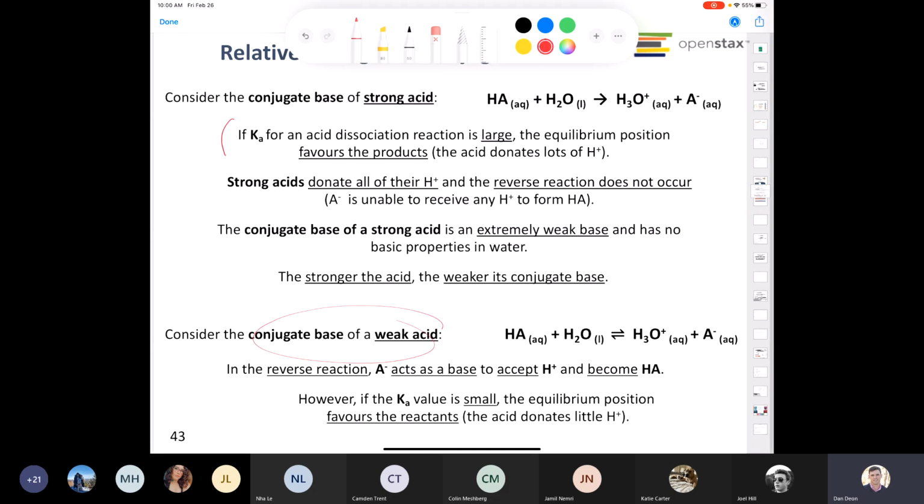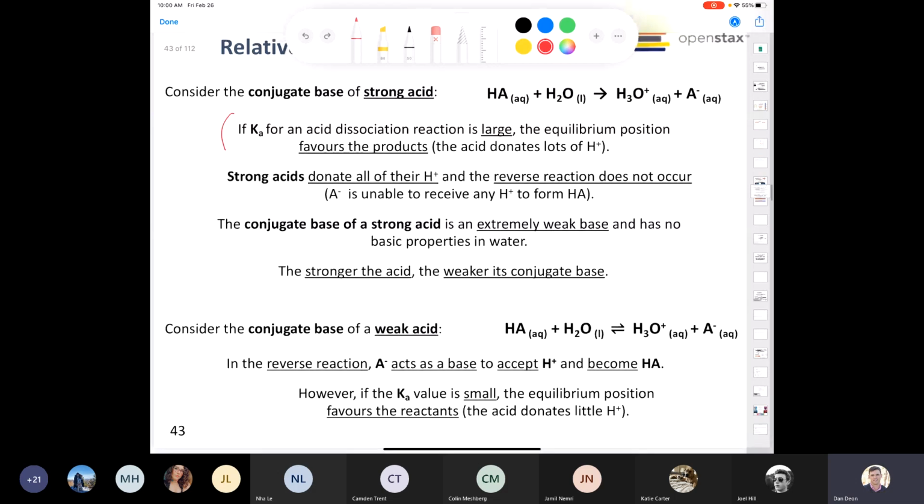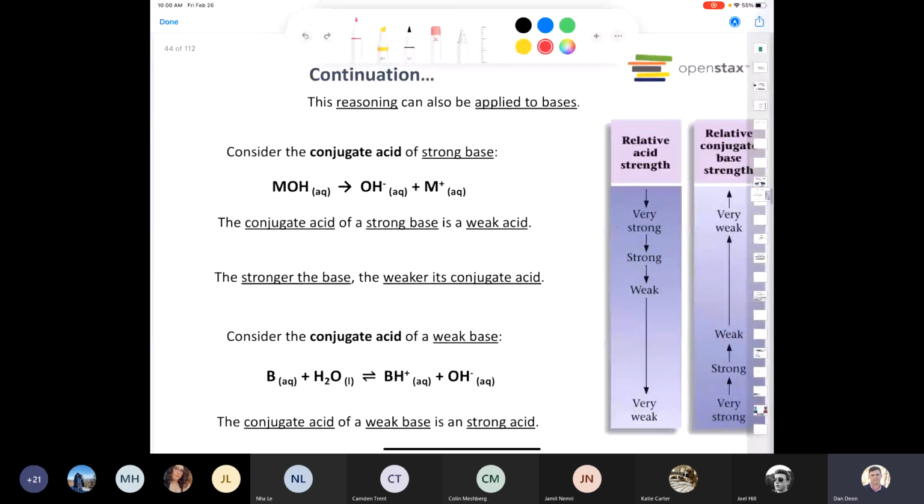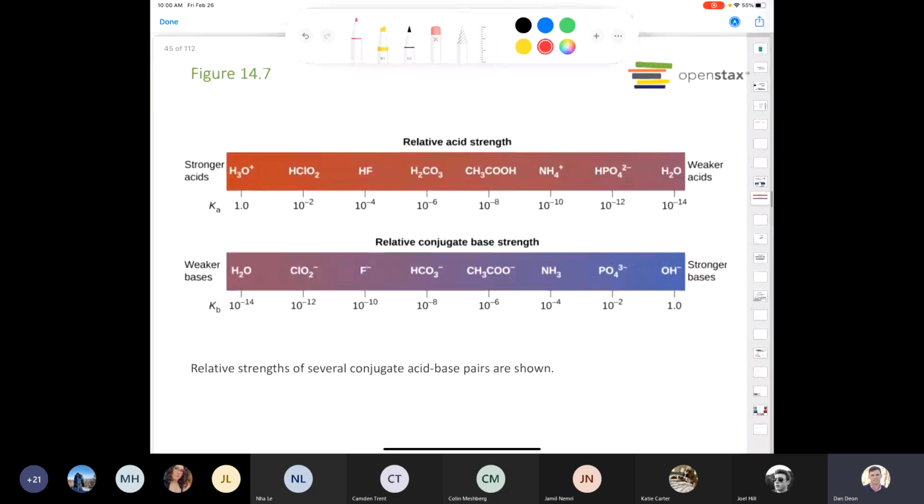Let's look over here. What if we have a weak acid? Well, if a weak acid only partially dissociates, that tells you that the reverse reaction occurs even more than the forward reaction. And therefore, that tells you that the conjugate base is going to be strong. So therefore, if you have a weak acid, you have a strong conjugate base. All right, there we go. If you look at this chart that I have on the side here, it's kind of hard to see, but you see the relationship between acid and base strength. If you've got a strong acid, you've got a weak conjugate base. If you have a weak acid, you've got a strong conjugate base. Okay? That's a very important concept.